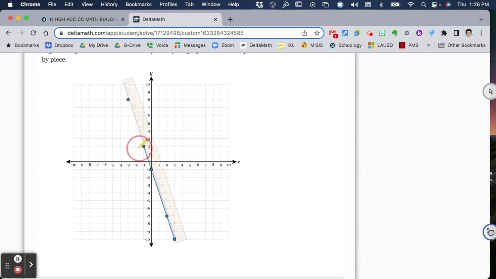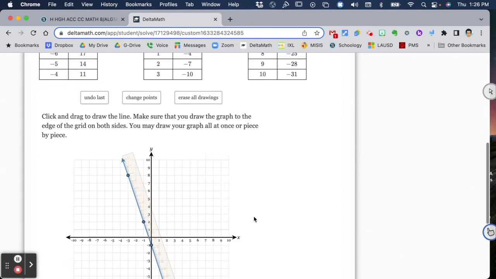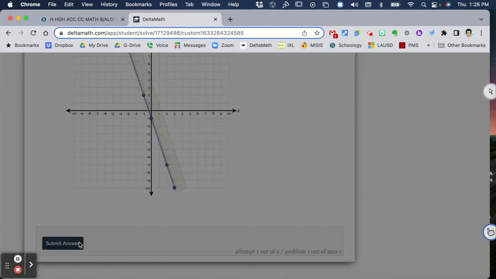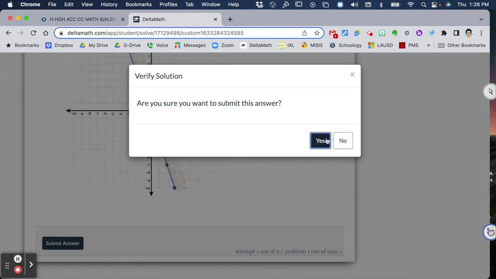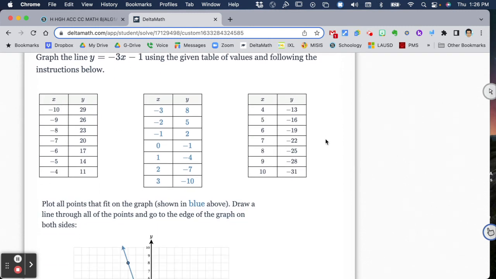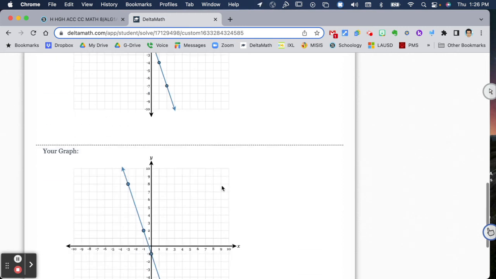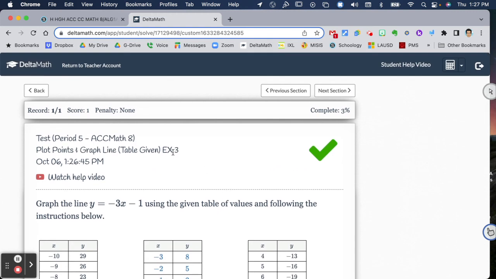Oh, I can do it in... No, maybe I can't. Oh, okay. I did it in 3 pieces. So this is the line we should get. At least I hope. Okay. So that worked out. So plot all the points that fit on the graph shown in blue. Okay. So we did that. So you got to look out for which points are plottable. Okay, last example.